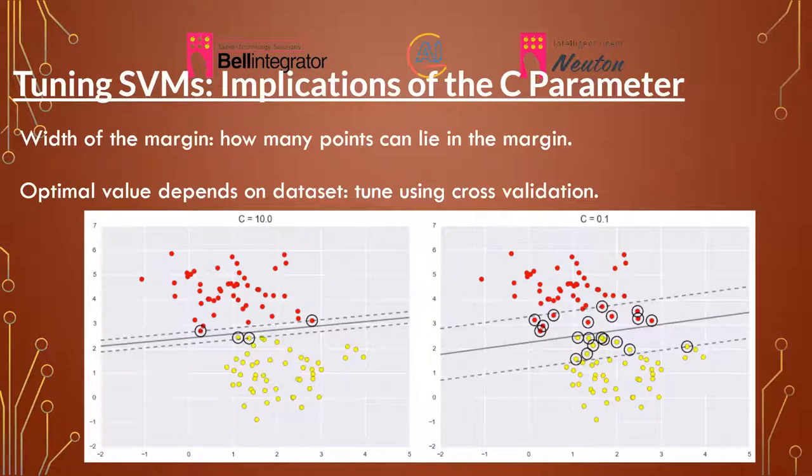So how would this make my whole setup look? The width of the margin will decide how many points can actually lie in the margin. The optimal value would of course depend on the data set, but if I have a lower value of C, I'm basically allowing for more points to be misclassified. And that then gives me a wider margin and possibly a better fit, but also more incorrectly classified points. Whereas I could go for a higher C, stick to a hard margin, and basically come up with a very narrow margin, which would be the typical naive SVM implementation.